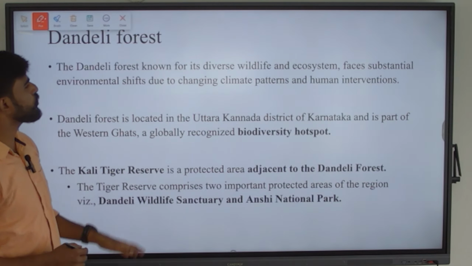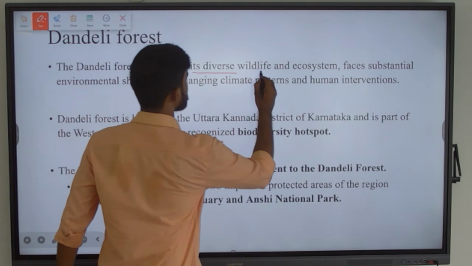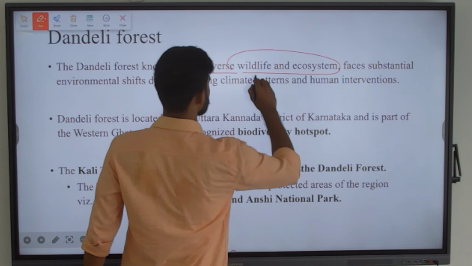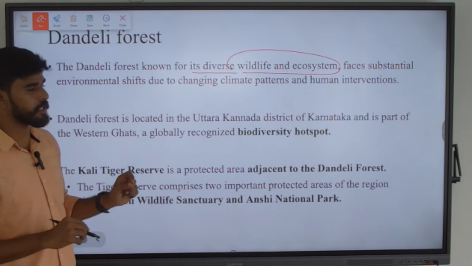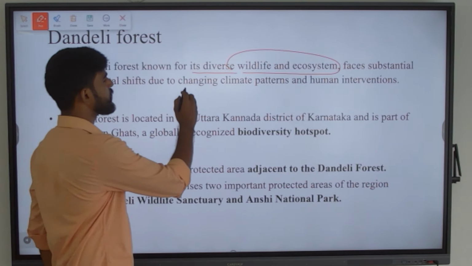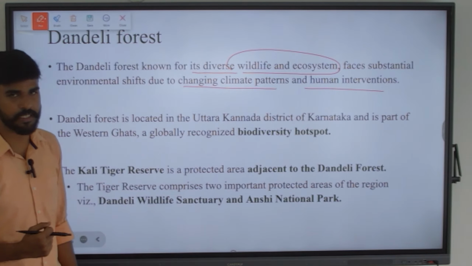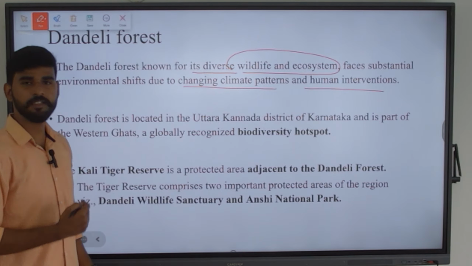DANDELI forest is known for its diverse wildlife and ecosystem. But now this forest is facing substantial environmental shift because of changing climate patterns and human interventions. These are the two main reasons. And where is this forest located?